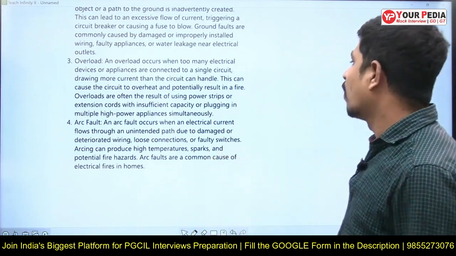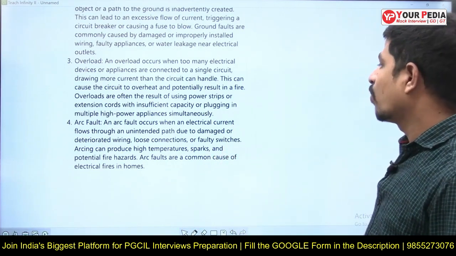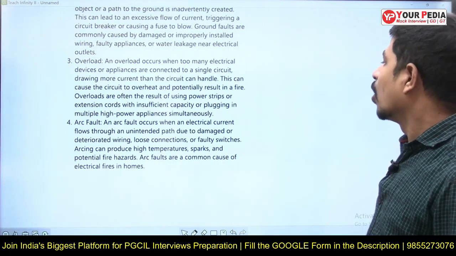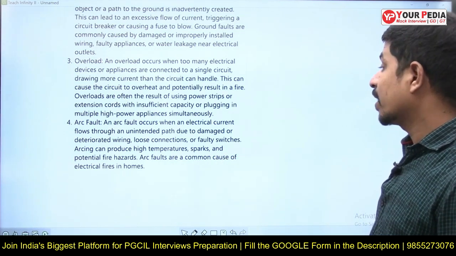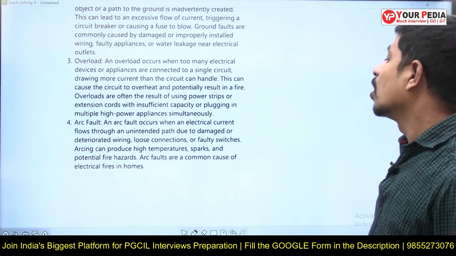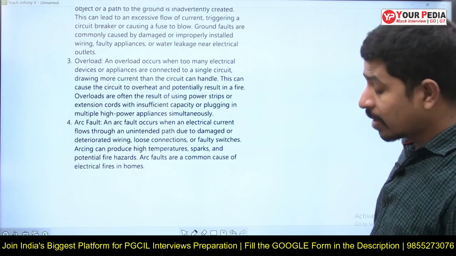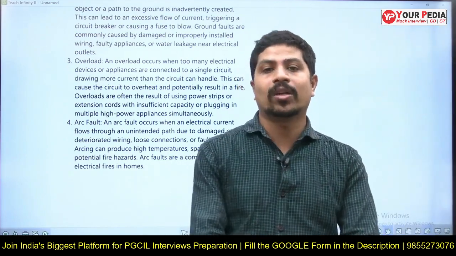Arc fault. An arc fault occurs when an electric current flows through an unintended path due to damaged or deteriorating wiring, loose connections, or faulty switches. Arcing can produce high temperatures, sparks, and potential fire hazards. Arc faults are a common cause of electric fires at homes. This is very, very important.